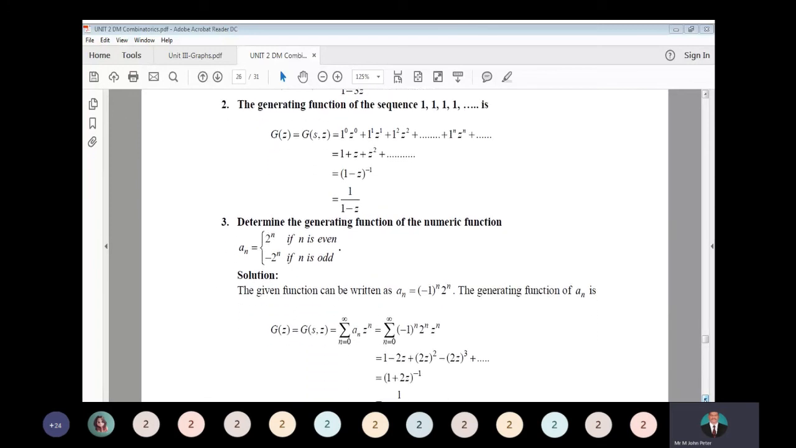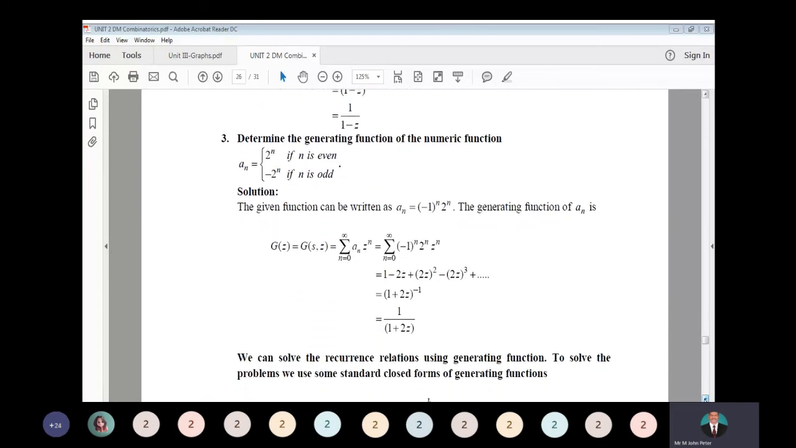Determine the generating function of the numeric function a_n = 2^n if n is even, and −2^n if n is odd. The given function can be rewritten in the form a_n = (−1)^n 2^n, which gives the above result. That means if n is even, you will get 2^n, and if n is odd, you will get −2^n. The generating function becomes g(S, z) = a_n z^n, that is summation n = 0 to infinity (−1)^n 2^n z^n.